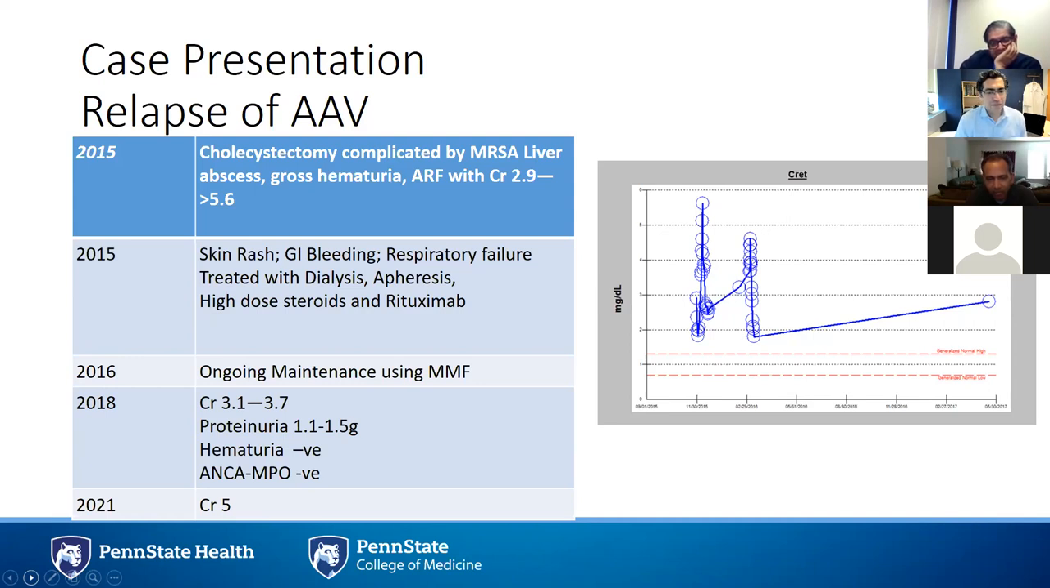Yeah, so let's assume two scenarios, right? Let's assume this patient comes in for another visit. He's got low-grade fevers. He's got fatigue. His proteinuria is now 4 grams in the urine. He's got some hematuria, and his creatinine is 7. Everything else is fine. What would you do?